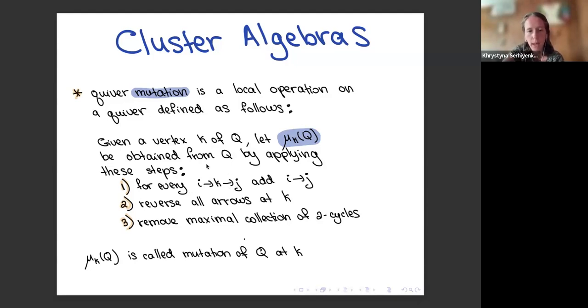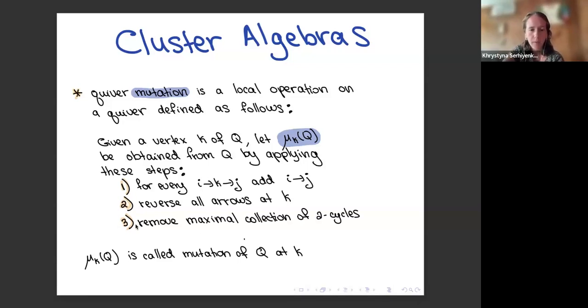So whenever you have a path of length 2 passing through vertex K, what you do is you're going to add a new arrow from I to J. So you're going to add an arrow from I to J directly, which bypasses the vertex K. Second step, you reverse the direction of all arrows which are adjacent to the vertex K. So you flip where they go, source and sink.